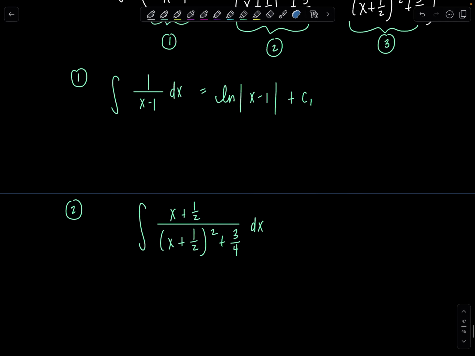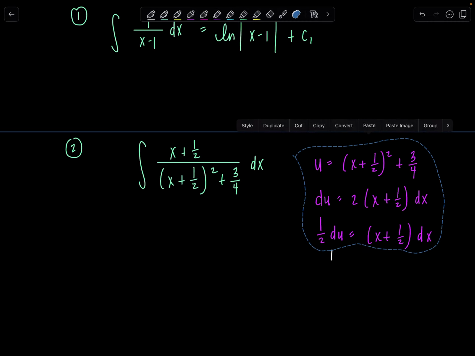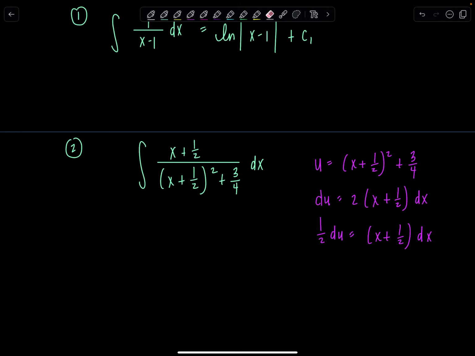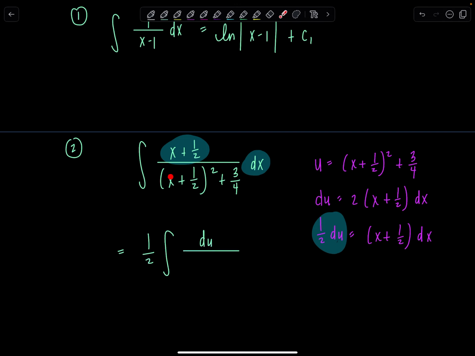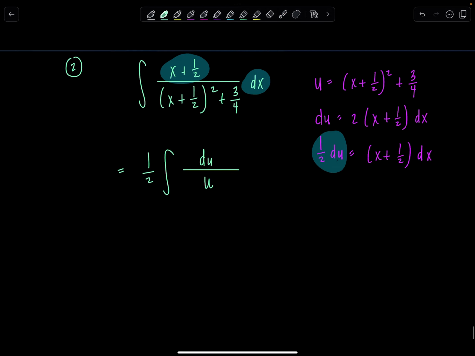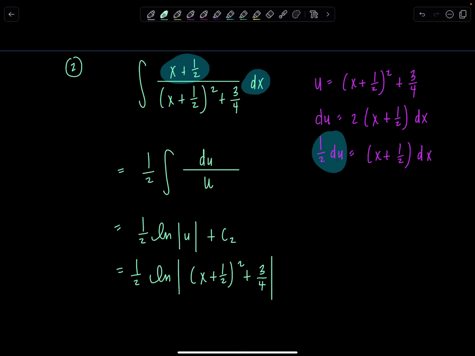I don't know if most of you do the problem on the side. I know some of you do it ahead of time and then watch the solution. Okay. So all of this, x plus 1/2 dx is just 1/2 du. Put the 1/2 outside, du up here. And then the entire denominator, all of this is just u. Oh, beautiful. So then this is 1/2 natural log absolute value of u plus c2. And then this is 1/2 natural log absolute value x plus 1/2 squared plus 3/4 plus c2.